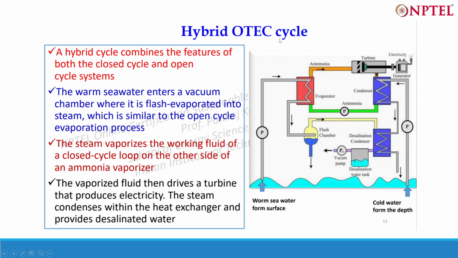Then we have the hybrid OTEC cycle. Okay, so something closed, some open type thing. So this is kind of closed, then this is open. The hybrid cycle combines the features of both closed and open cycle systems.